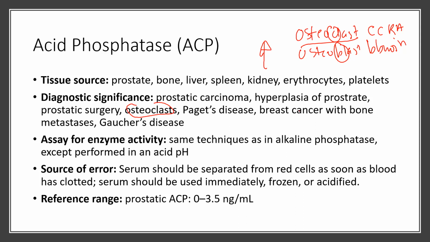And it is important that the serum should be separated from the red cell as soon as it has clotted. Why? Para hindi magkaroon ng interference. Kasi nga, erythrocyte is also a source of our acid phosphatase. Okay. Prostatic ACP is 0.02 to 3.5 ng per ml.